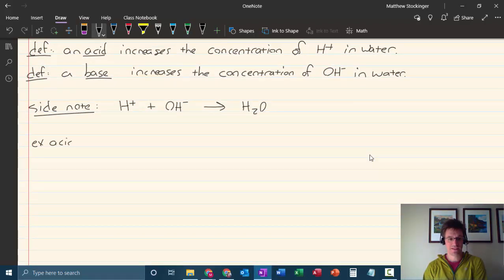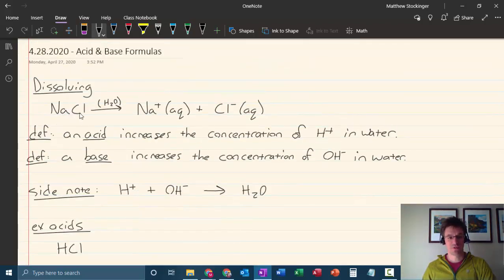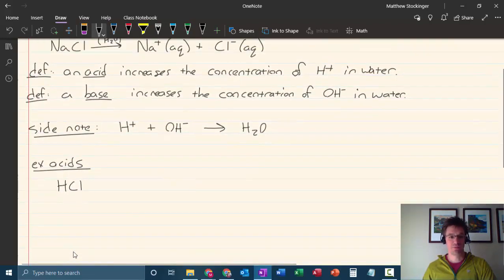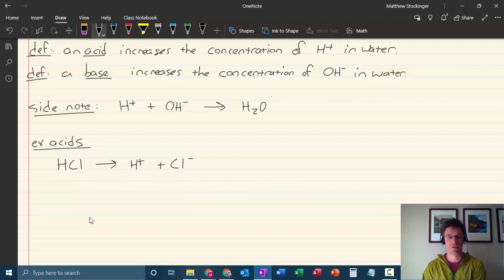Example acids. Okay, HCl. That's very similar to what I put up above. NaCl was salt. The acid would be HCl. If you put that in water, it's going to break apart into H plus and Cl minus. And that's our definition of an acid. Anything that creates that H plus in water, that's what an acid is.